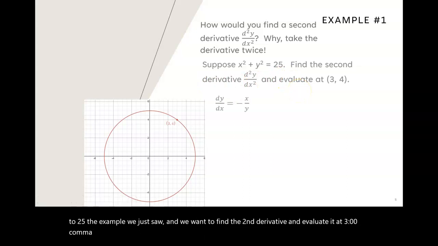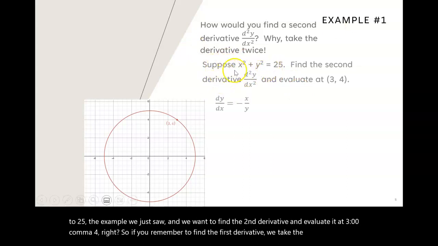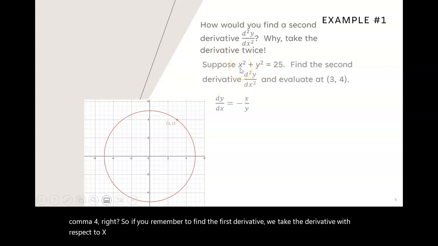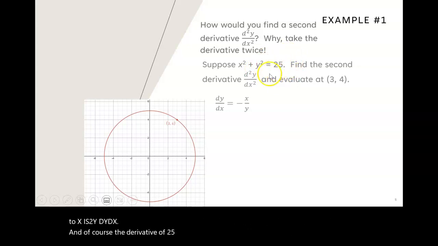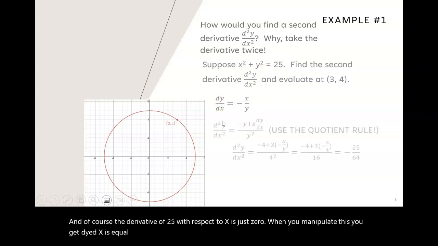All right, so if you remember, to find the first derivative, we take the derivative with respect to x. The derivative of x squared with respect to x is 2x. The derivative of y squared with respect to x is 2y dy/dx. And of course, the derivative of 25 with respect to x is just 0. When you manipulate this, you get dy/dx is equal to negative x over y.